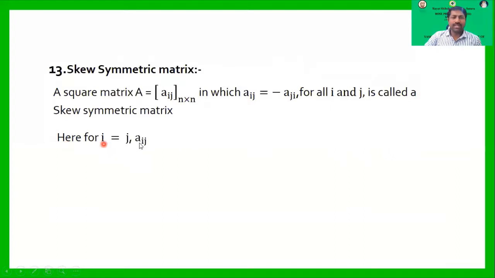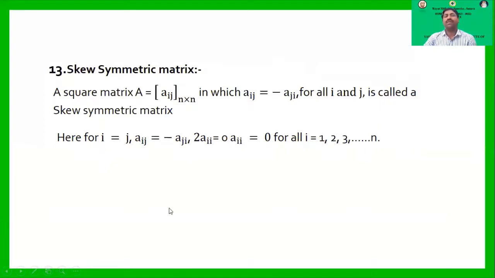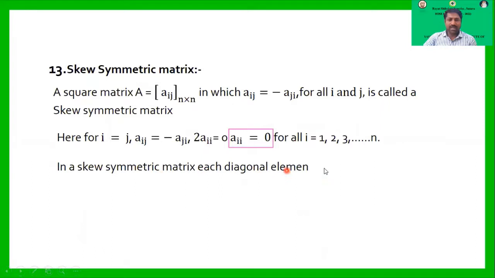So here for i equal to j, Aij is equal to minus Aji. If i is equal to j, j is replaced by i. So Aii is equal to minus Aii, so 2 Aii is equal to 0. Aii is equal to 0 for all values of i, 1, 2, 3 up to n. So here we have seen the diagonal elements are 0 for a skew symmetric matrix. In a skew symmetric matrix, each diagonal element is 0.